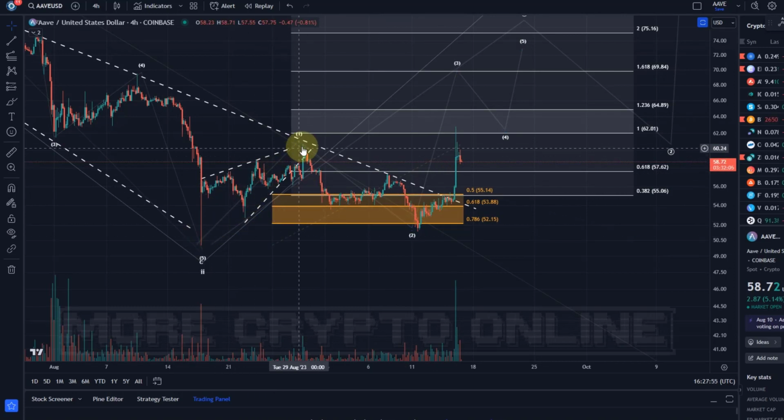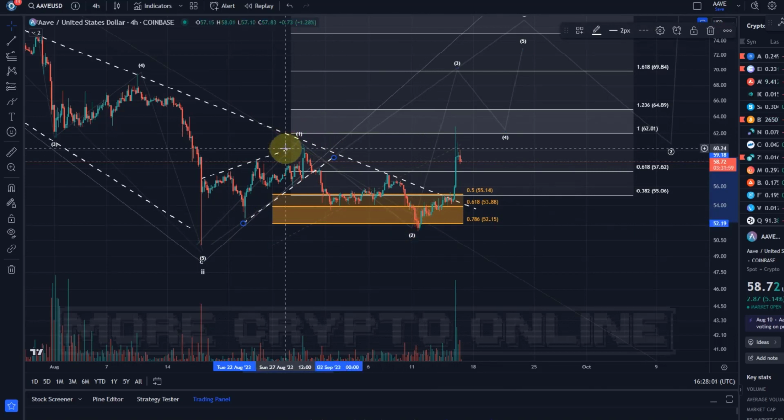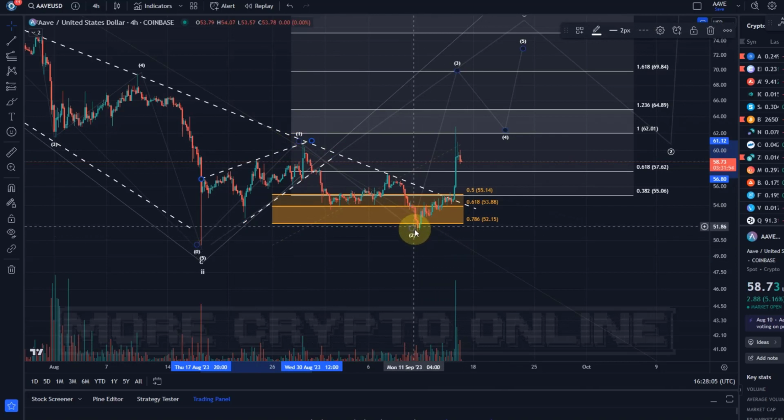Here as well, the wave 1 was a leading diagonal, so nothing really reliable. The wave 2 briefly broke below the 78.6 fib, but not invalidated, as I said. So it will only get invalidated below the beginning of the wave 1.